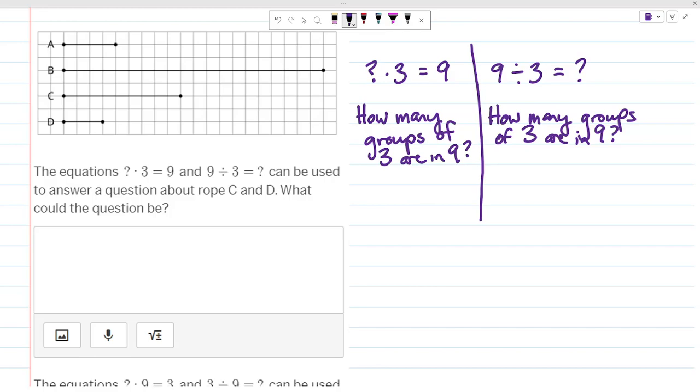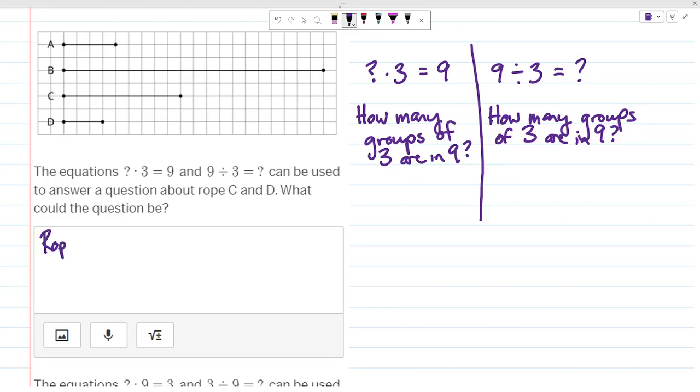So if we think about how many groups of 3 are in 9, then what questions would we be asking about rope C and rope D? Rope C is, let's just double check, 1, 2, 3, 4, 5, 6, 7, 8, 9 units long. Yes, rope C is 9 units long. Rope D is 3 units long. So when we say how many groups of 3 are in 9, what are we asking? Well, what we're asking is rope C is how many times as long as rope D.